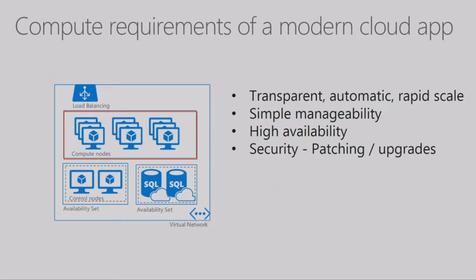So what this compute layer really needs, in particular scale, it needs to be able to scale out quickly. It needs to be able to scale out automatically where necessary, like in response to a spike in usage or resource demands. And it needs to be transparent. In other words, you shouldn't have to go and mess with infrastructure just because you want to increase the number of VMs you have. You should just be able to say, I want more VMs. The infrastructure should take care of itself.